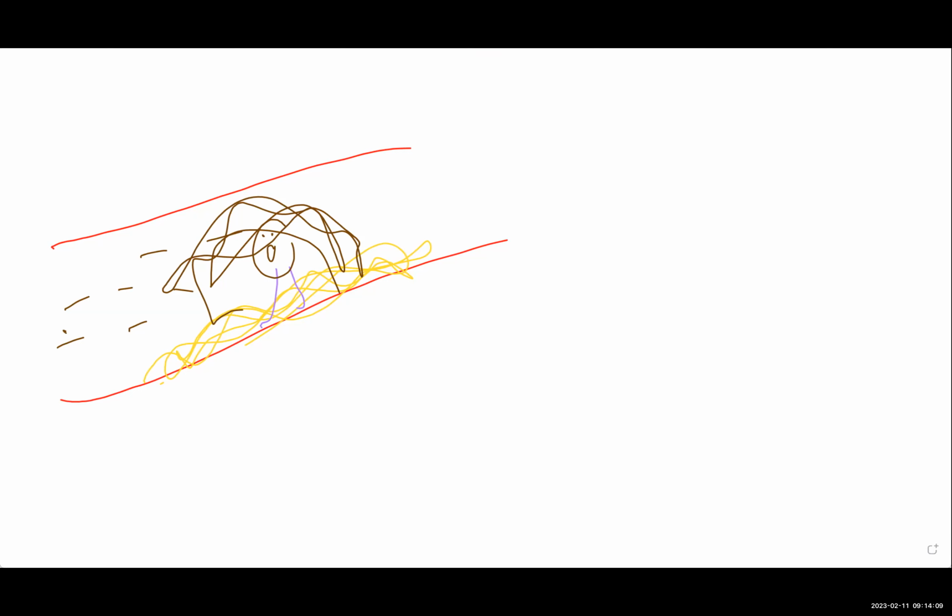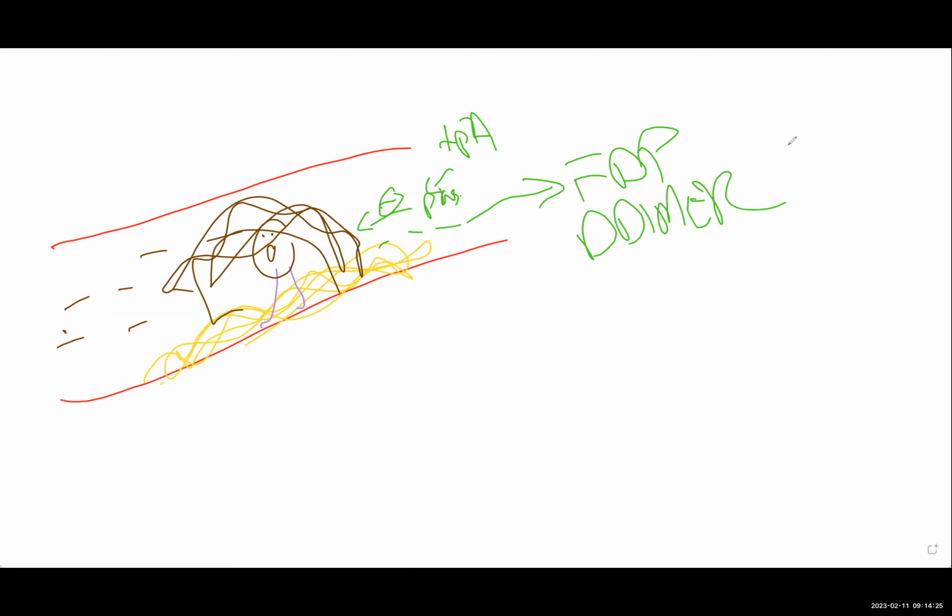When you break it down, TPA can break it down, and that activates plasminogen and all kinds of other fun stuff, which is going to break down the clot. And then what you get is fibrin degradation products, or D dimer. That's from clot breakdown.